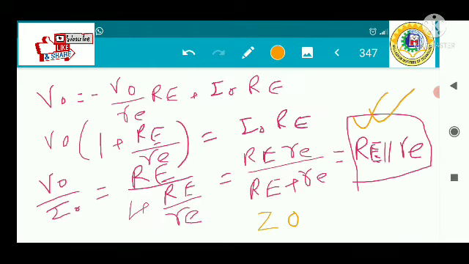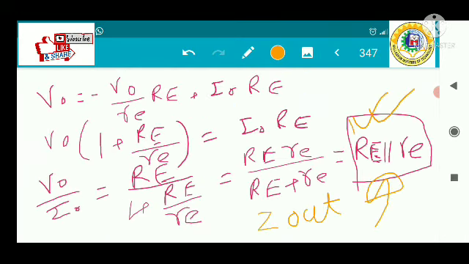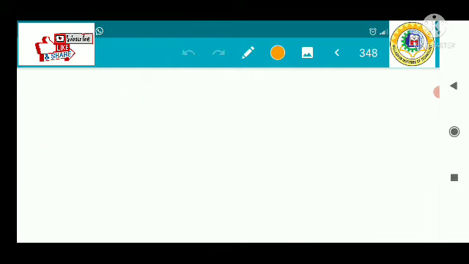So this will be your output impedance Z out. Okay, so the input impedance I have calculated, this will be your input impedance value, and this will be your output impedance value. Both have been calculated. Next we will go to the voltage gain.